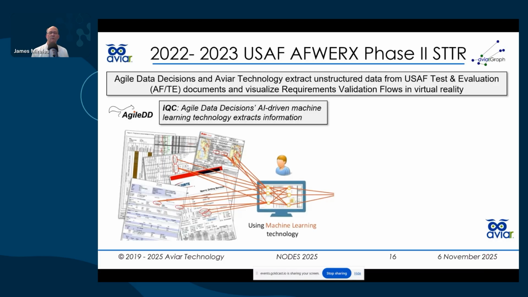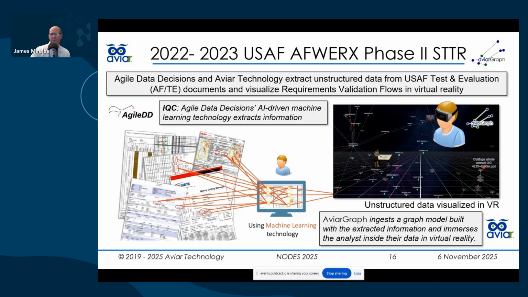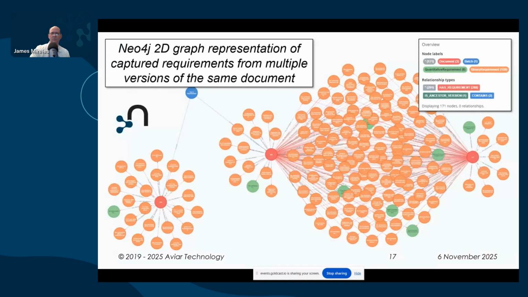The purpose of the project was to evaluate test and evaluation documents and visualize requirements data flows from a requirement definition to a test definition. So the partner company, Agile Data Decisions, would extract unstructured data using their proprietary technology. Then Aviar Technology built the utilities that brought that data into Neo4j and then rendered it in virtual reality, making it easy to explore. This is a sample of that data.